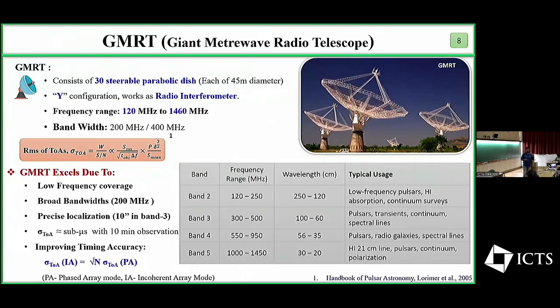And you can say that the uncertainty in the TOAs is in the order of sub-microsecond for 10 minutes of band 3 observation. And these are the band information and typical uses of different bands. And these are the antennas, the central square antennas of GMRT.